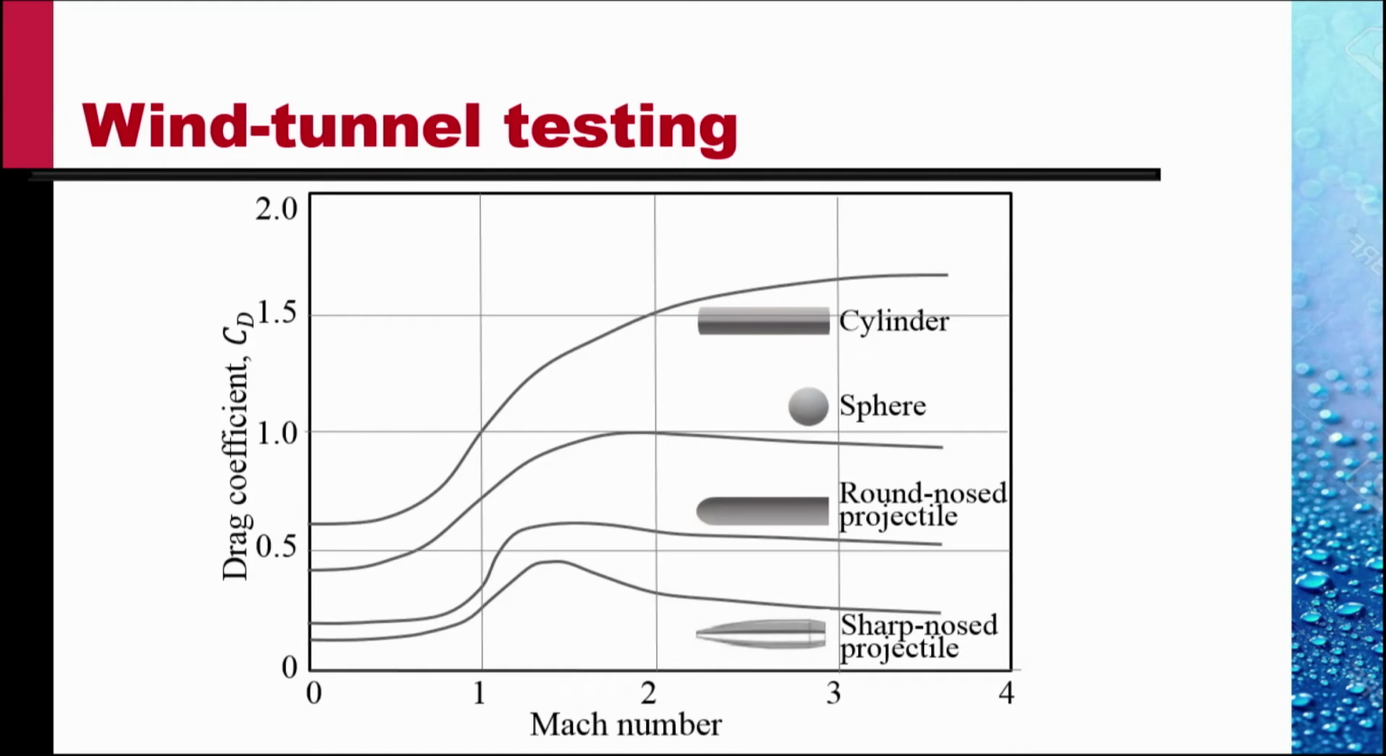There's more to it. If we study the drag coefficients of different bodies and as they change with Mach number, we see curves like this for a cylinder, for a sphere, for a round nose projectile and for a sharp nose projectile. And the important thing to note is this region where the drag coefficient is quite independent of the Mach number.